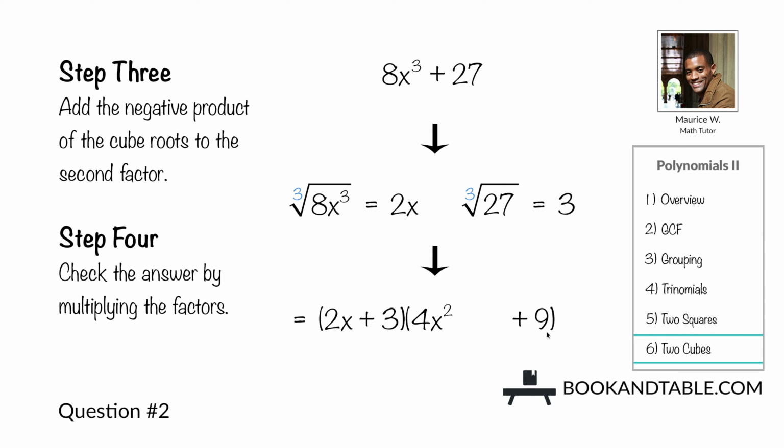And now step 3, add the negative product of the cube roots to the second factor. The product of the cube roots is 2x times 3, which would be positive 6x. The negative product would then be negative 6x. So when we factor 8x cubed plus 27, we get 2x plus 3 times 4x squared minus 6x plus 9.